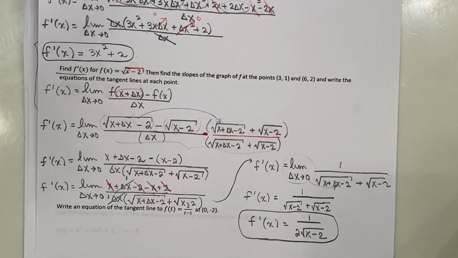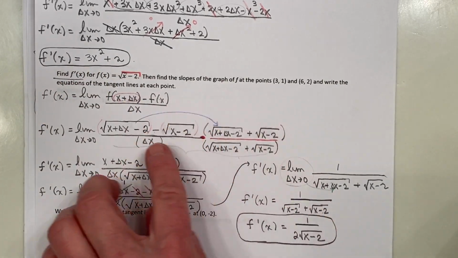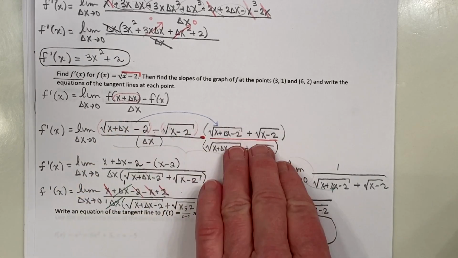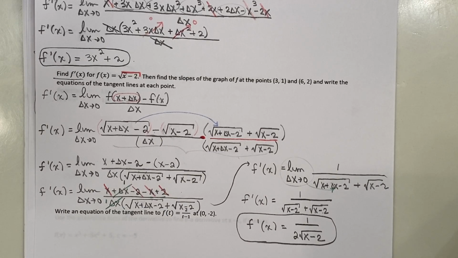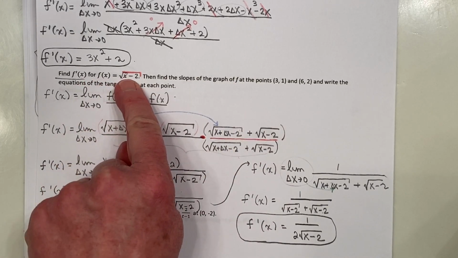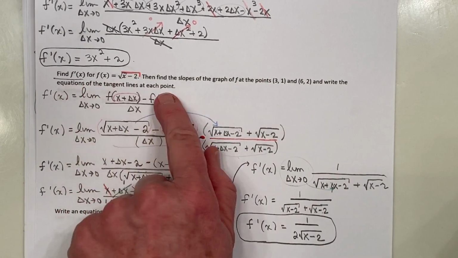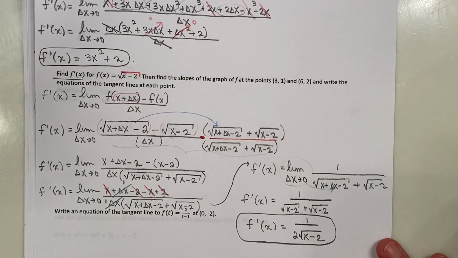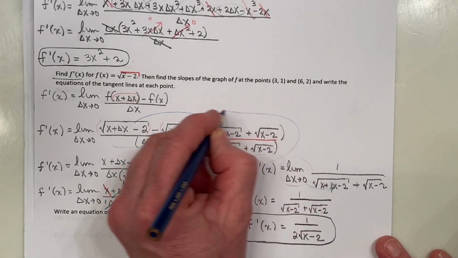All right, but going back to the question, we're not done. It says find the derivative, and that's all we did. We noticed we had square roots. We multiplied by the conjugate. I was trying to be careful, but kind of failed there for a minute. We got the derivative. Then find the slopes of the graph of this function at 3, 1, and the other point 6, 2, and write the equations. Goodness, I think I'm going to have to come up here.